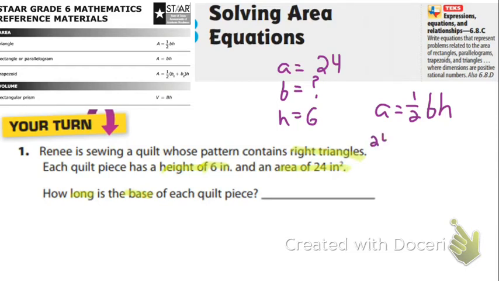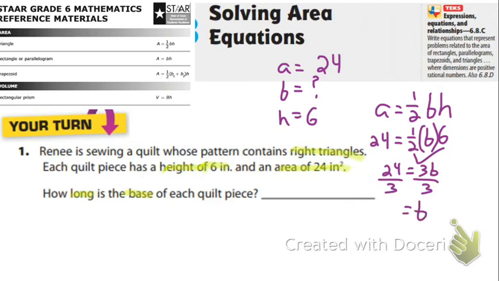Instead of the area, let's substitute 24 is equal to 1/2 of the base times the height, which is 6. Half of 6 is 3, so I'm going to rewrite this as 3 times the base is equal to 24. Well, remember, 3b means 3 times b. What is the opposite of multiplying the base by 3? Divided by 3. What I do to one side of my equal sign, I do to both sides. And ladies and gentlemen, we established that the base is 8.